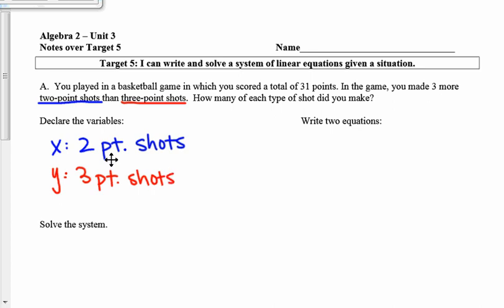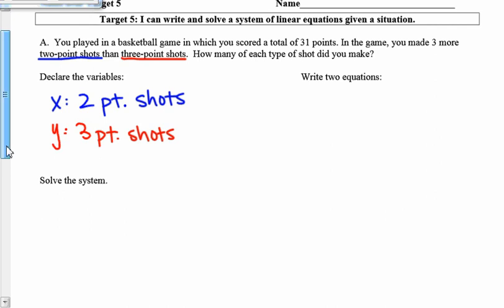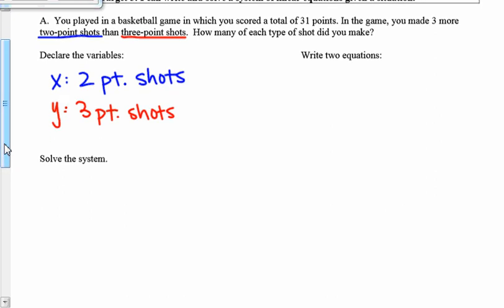Okay, so then let's talk about the equations that we might have. I know that it says I scored a total of 31 points, but I don't really know how many shots I made. It says that I made 3 more 2-point shots than 3-point shots. How many of each type of shot did I make? That's not really making too much sense because it is kind of confusing.